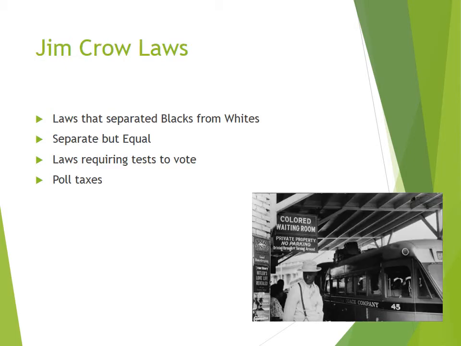The South is going to immediately start implementing Jim Crow laws, and Jim Crow laws basically are going to separate Blacks from whites. That's where you get white waiting rooms and Black waiting rooms, white water fountains and Black water fountains. They're going to re-implement those old Black codes, laws requiring tests for voting, poll taxes. Between about 1890 and 1910, the Confederate states are going to start rewriting their constitutions, and they're going to put in place laws that disenfranchise or prevent Blacks from voting. This is going to be poll taxes, literacy tests, comprehension tests, all sorts of things.